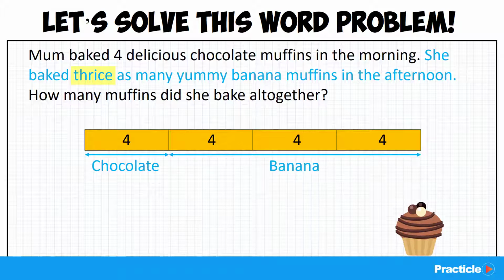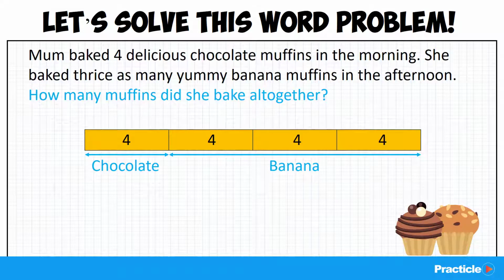Finally, let's read the question and see what we are supposed to solve. How many muffins did she bake altogether? So looking at the beautiful model that we have drawn, can you spot the part that we need to find? If you say it's everything that you see here, you're absolutely right. Now let's put a little question mark to remind us of that, okay?